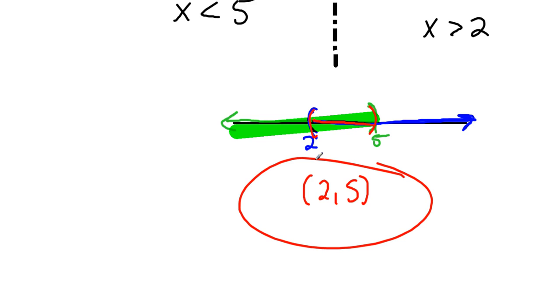Okay, so when you're reading through those, that's the two big things. When you see an "and" word, that basically means that it's the intersection. Whenever you see "or," that's going to be the union.